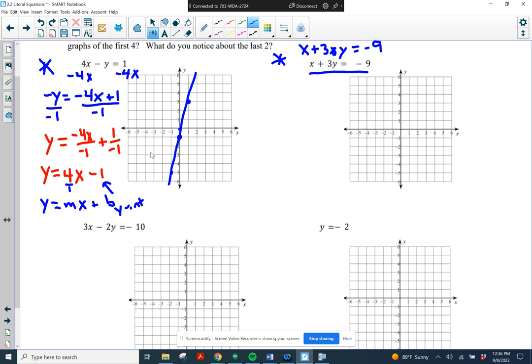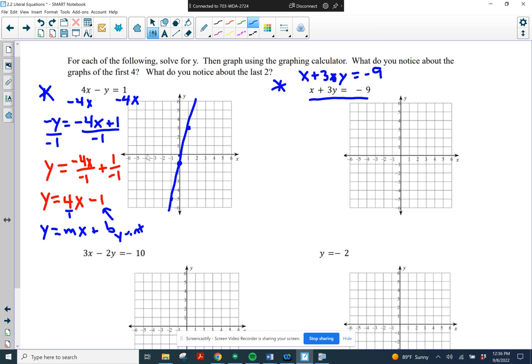And then we didn't do the last two. So depending on your teacher, you may not need to do all of them. Okay? So again, it's x plus 3y equals -9. That's the equation we're working with. So fix that little typo. And then we're going to solve that for y.